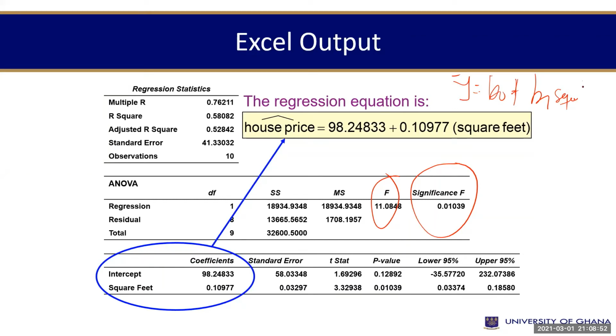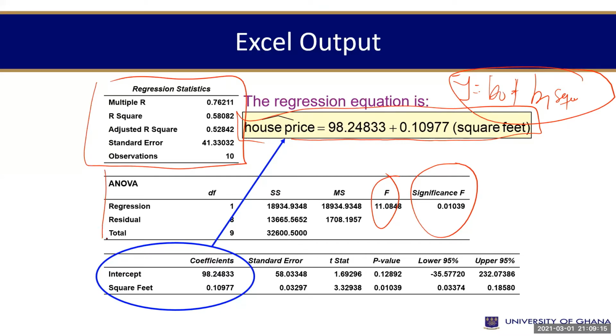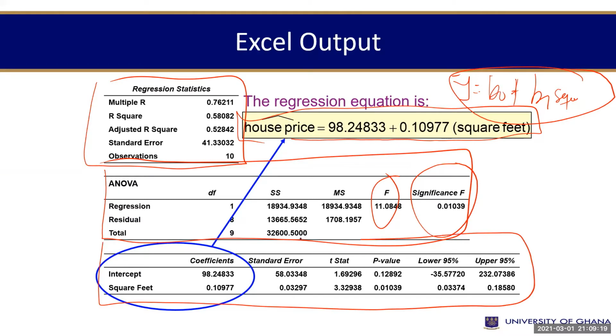Okay, so this is our model, and that is what you see here. So that anytime we compute or want to determine that, we should be able to find that. And when you run a regression technique in Excel, these are three tables that you see: the regression statistics, the ANOVA table, then the coefficient table.